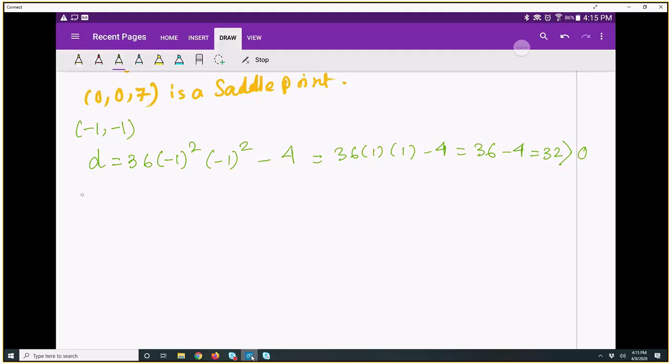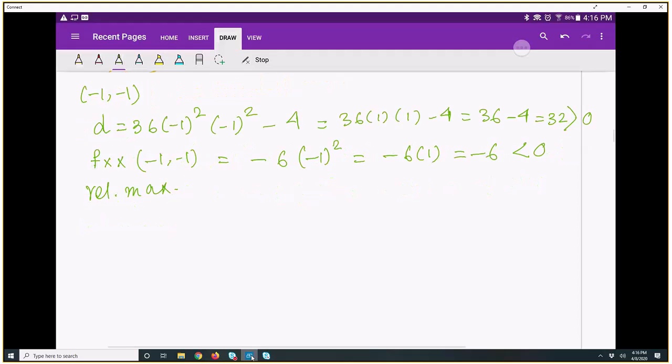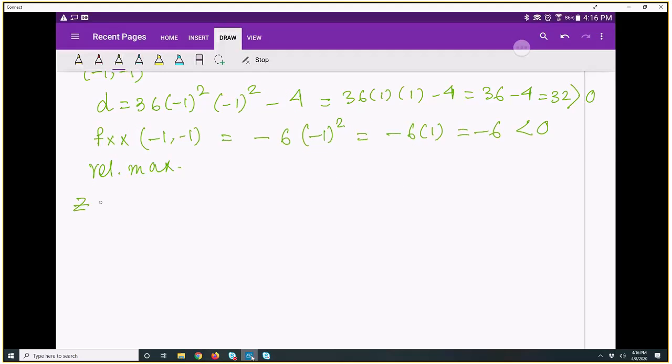Because D is greater than 0, we'll check the sign of fxx. That at the point negative 1, negative 1 will be minus 6x squared, so negative 1 squared, and that's minus 6 times 1, so negative 6, which is less than 0. Hence we have a relative maximum at the critical point negative 1, negative 1. So we are interested in Z now. Z is f of negative 1, negative 1.